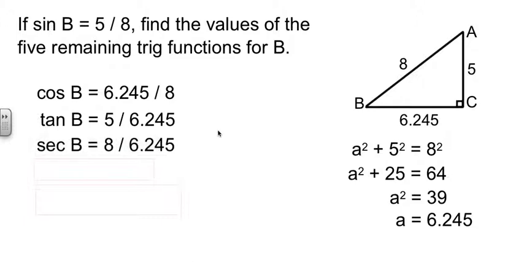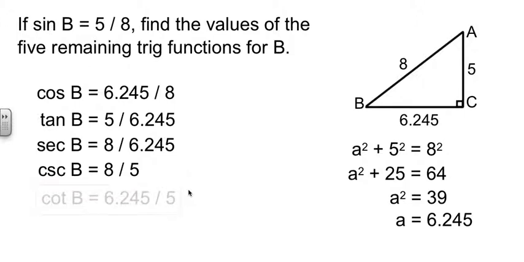Secant is the hypotenuse over the adjacent. I'm just referring back to the previous page with the ratios they gave us. Cosecant is the hypotenuse over opposite. And cotangent is the adjacent over the opposite.